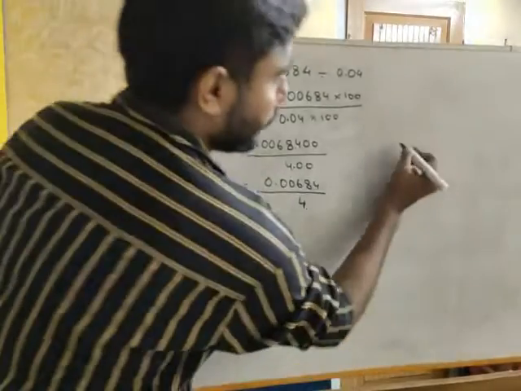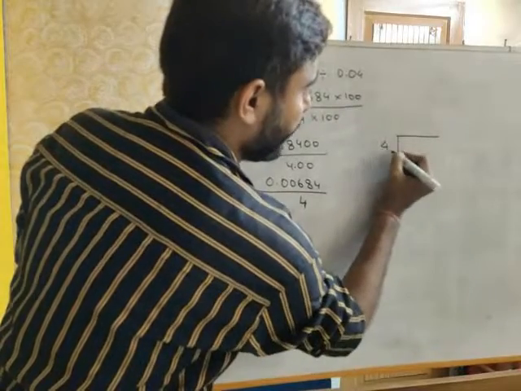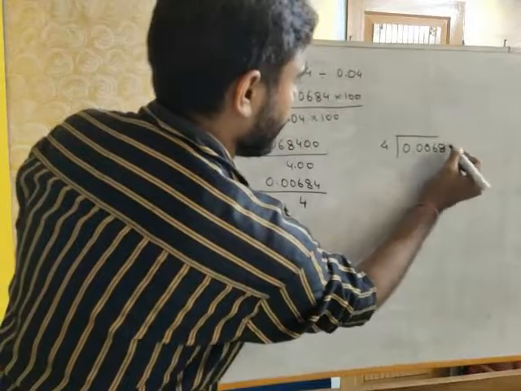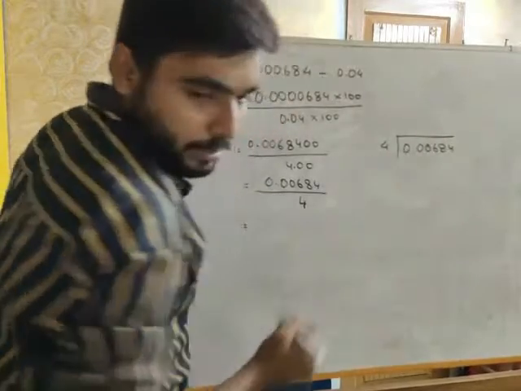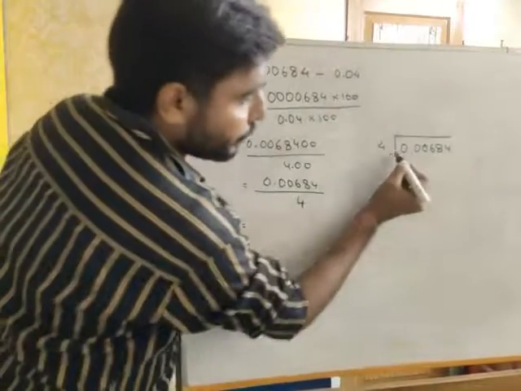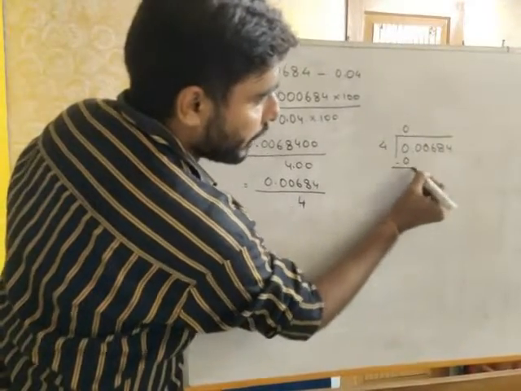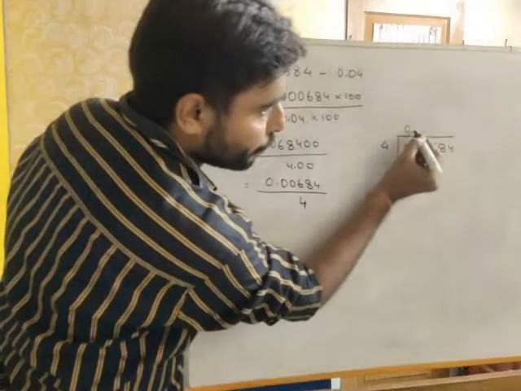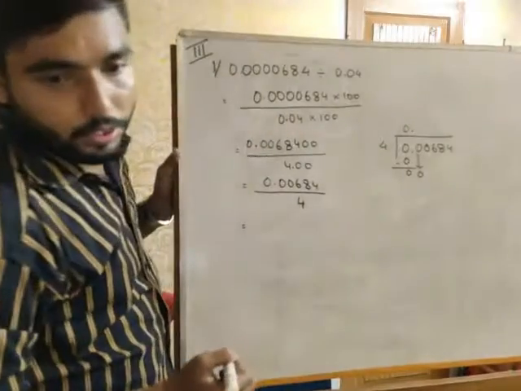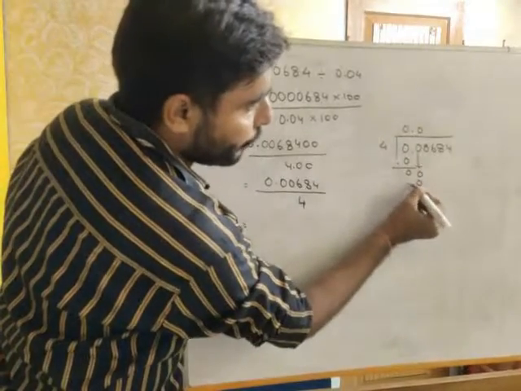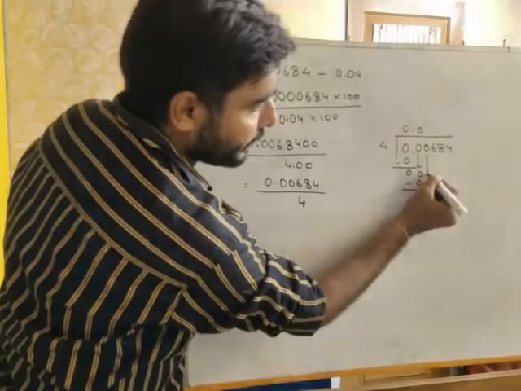Okay, so let us divide. 4 will divide what? 0.00684. So first number is 0, in the table of 4, 0 will be seen 0 times. After subtraction, I have to take this 0 down, but there was a decimal, so decimal is taken with the quotient also. In the table of 4, 0 appears 0 times. 0. What is the next number?